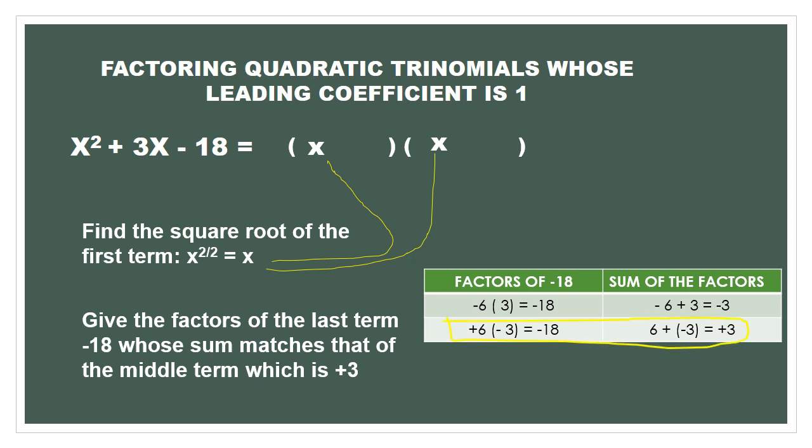Okay? Isulat na natin yung ating nakuhang factors. We have positive 6 and negative 3. Ganyan ang pagsusulat ng ating binomial factors. Para ma-check ninyo kung tama yung ating nakuhang sagot, ang gagawin nyo lang is use the FOIL method or yung multiplication of two binomials.